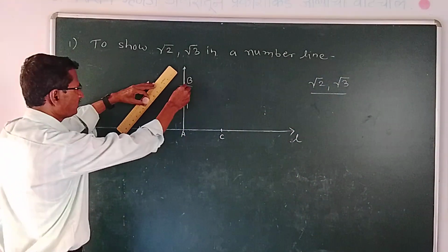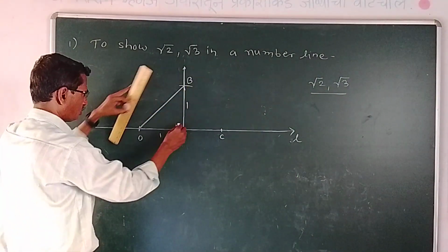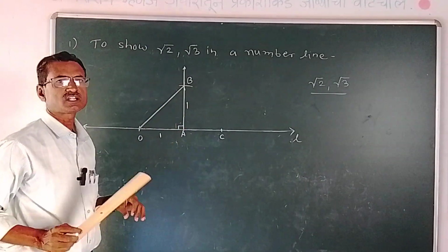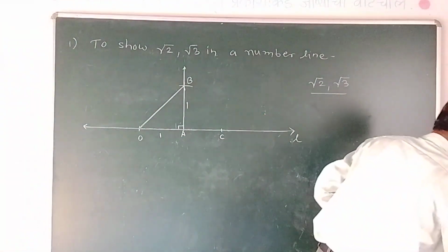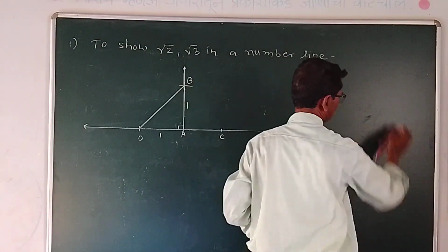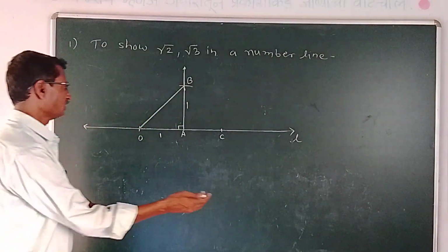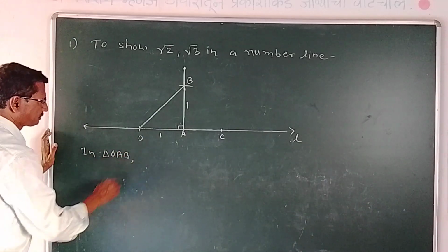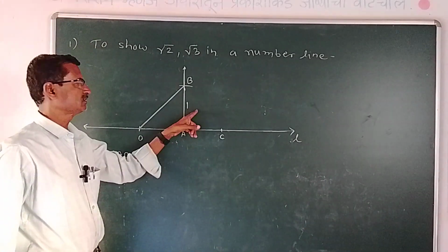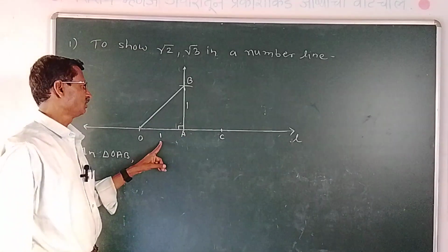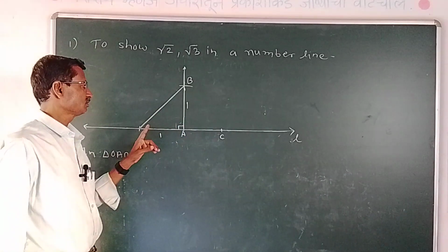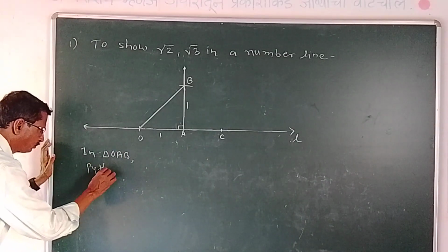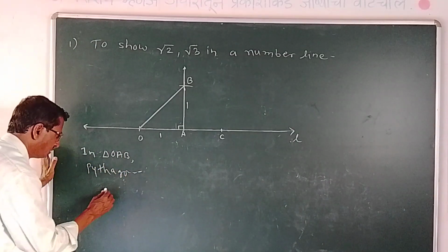Now join points B and O. Now you will get triangle OAB, which is a right angle triangle. Now you already know the Pythagoras theorem for a right angle triangle. In right angle triangle OAB, you know the two sides, base and height, whose length is 1 unit. Using this, you can find the length OB by the Pythagoras theorem.